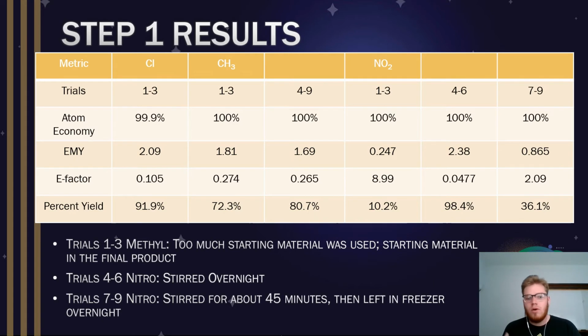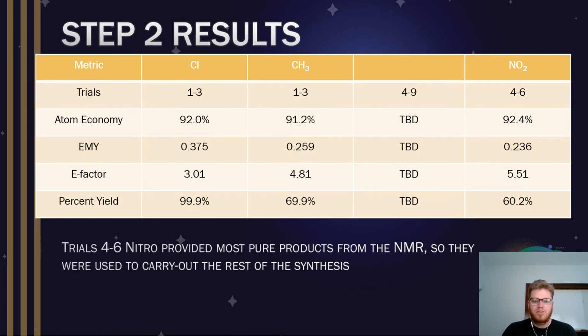Step 1 results. A couple of notes here: trials 1 to 3 of the methyl group actually used too much starting material, so there was starting material in our final product, which made it less pure. The nitro group is a tough group to work with because it's electron withdrawing, which I'll get into in a little bit. But in trials 4 through 6, I stirred overnight. And then in trials 7 through 9, I stirred for 45 minutes and left it in the freezer. And those are the results right there.